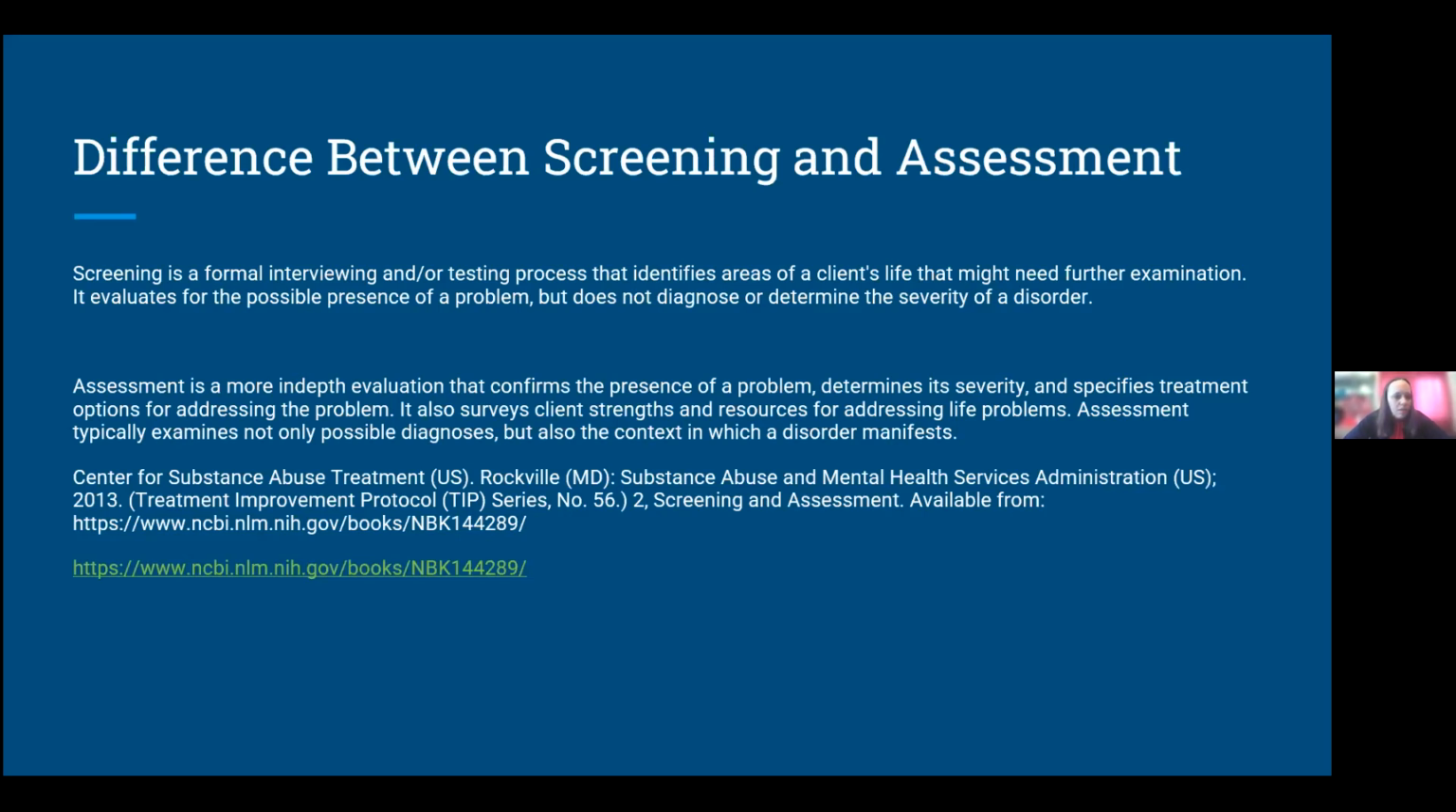And so an assessment is a more in-depth evaluation. It confirms that there is a problem. It's determining the severity. And we're also going to determine what treatment options are available for addressing the problem. And we're also looking at strengths and resources that the client has available to them.